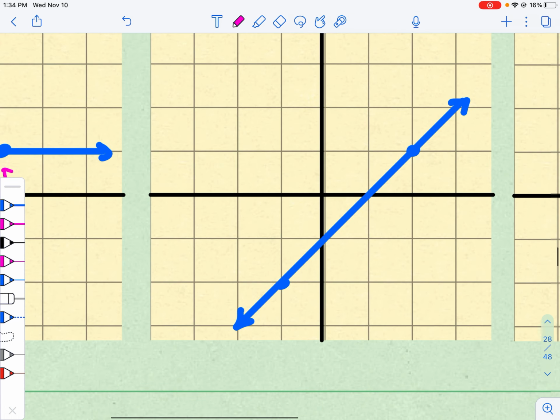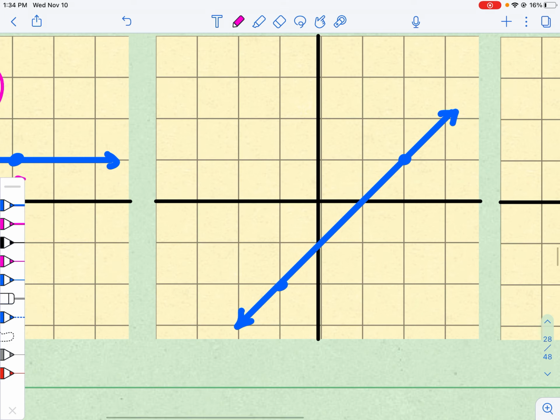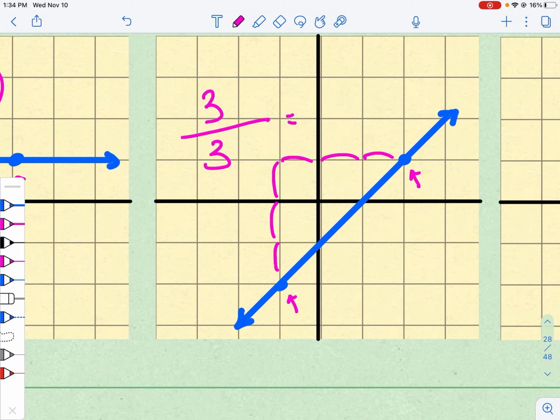The next one, I automatically observe it's positive. I'm going to count from one dot to the next dot. 1, 2, 3 up. So 3 up, and 1, 2, 3 to the right. 3 over 3 equals 1. Correct answer is 1.